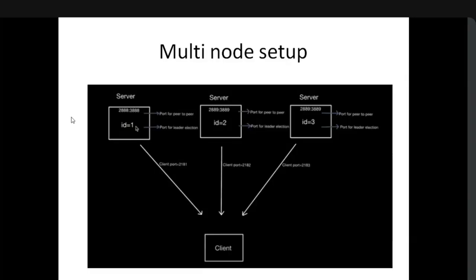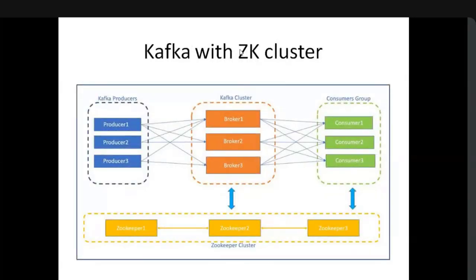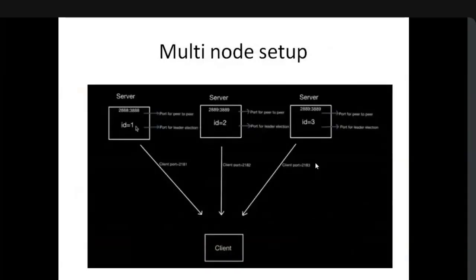So who will be the client of these zookeeper servers? Consumers will be the client, as well as your brokers will also be clients, right? Because in the previous diagram, this is the zookeeper cluster. These are 3 servers, server 1, server 2, server 3. And who will be accessing these zookeepers? Either Kafka brokers or consumers will be accessing it.